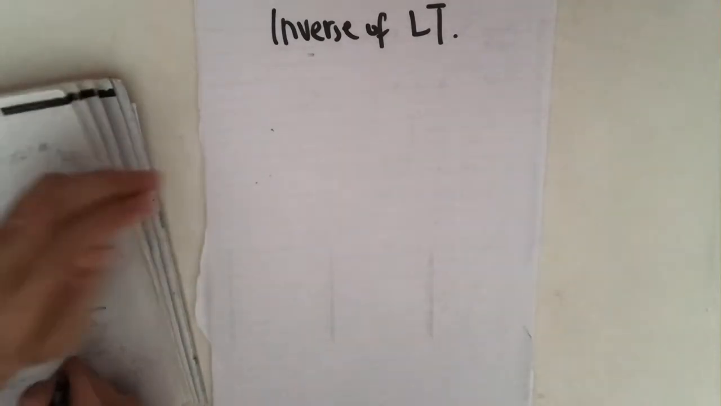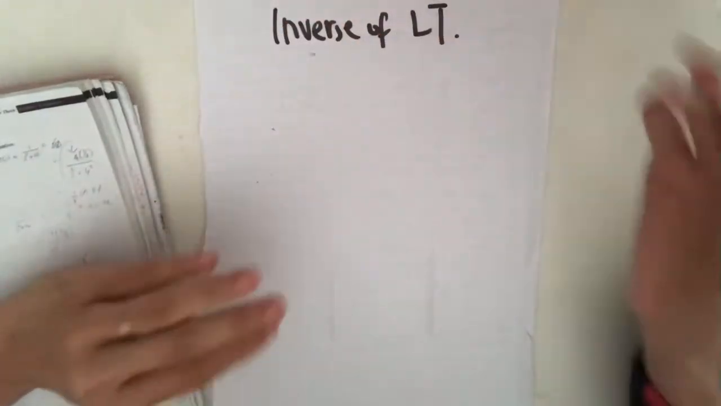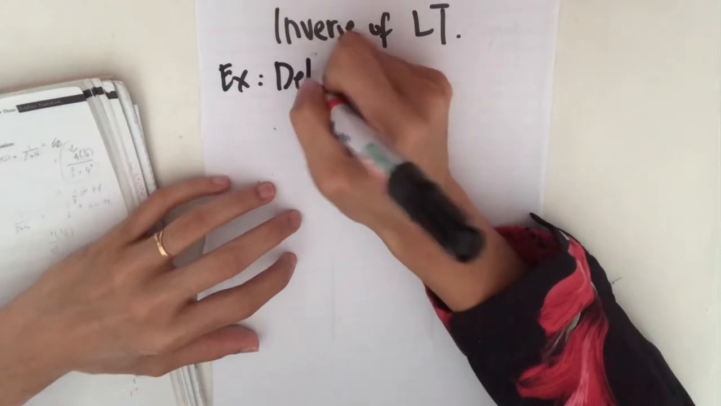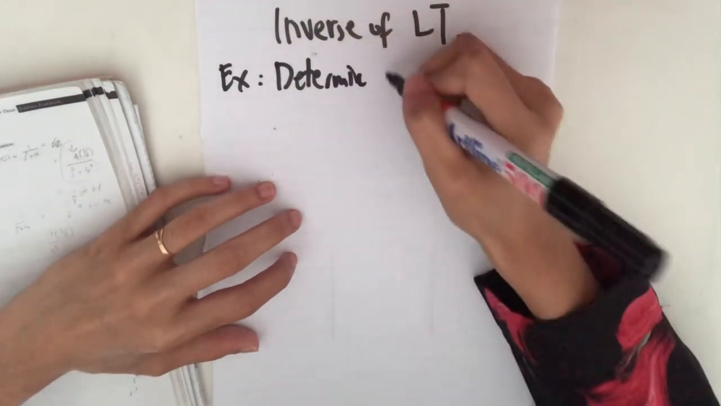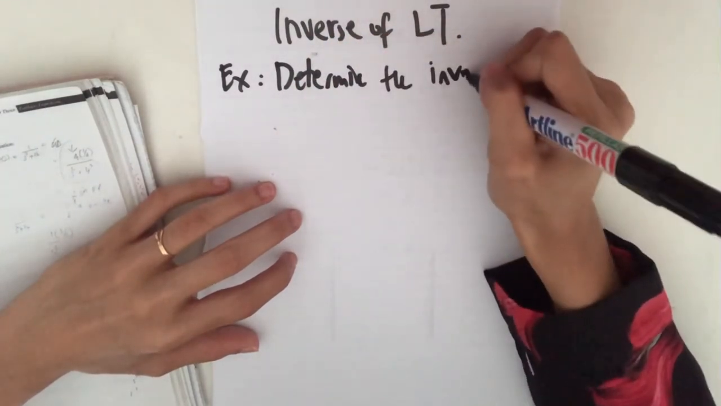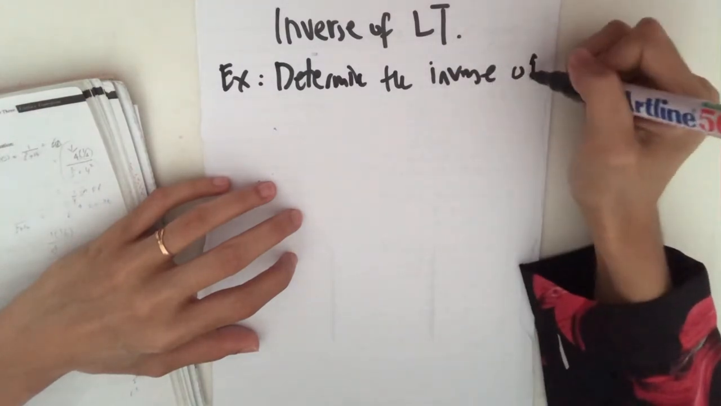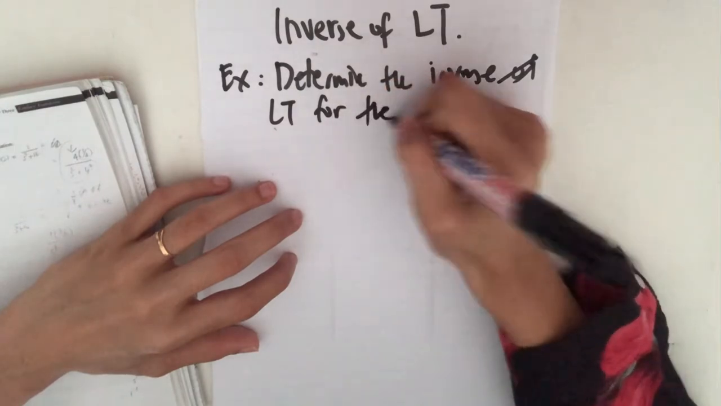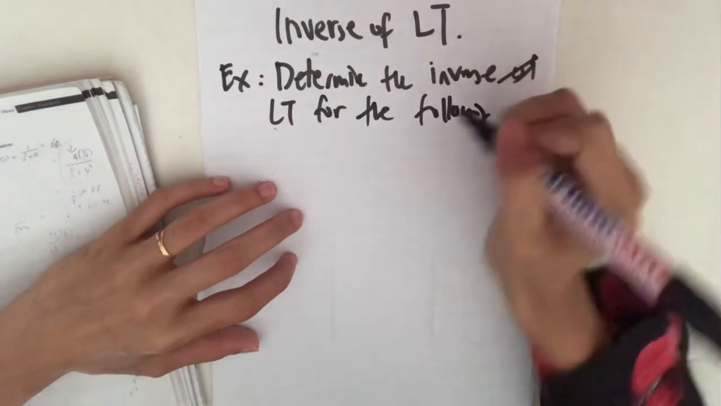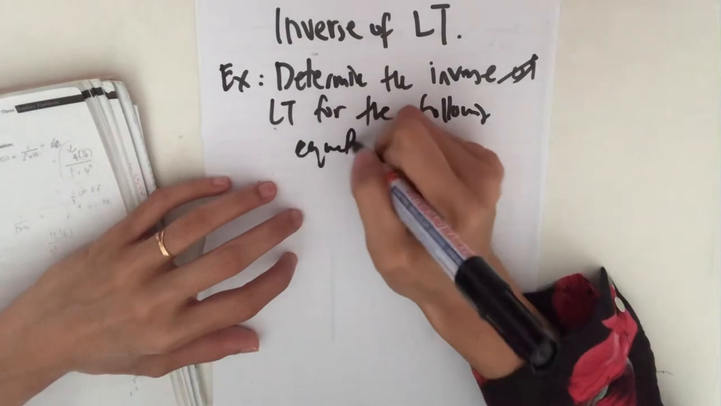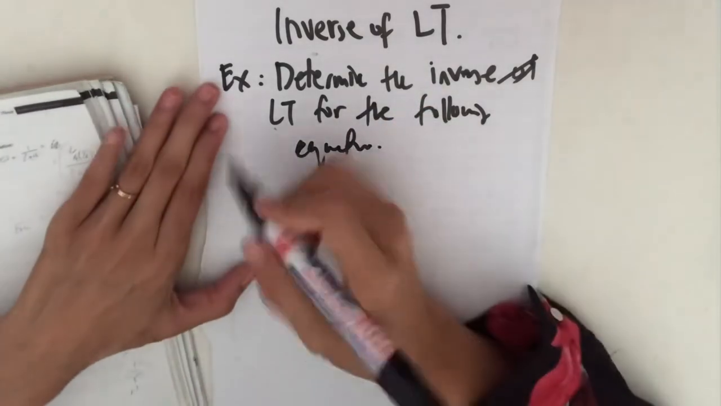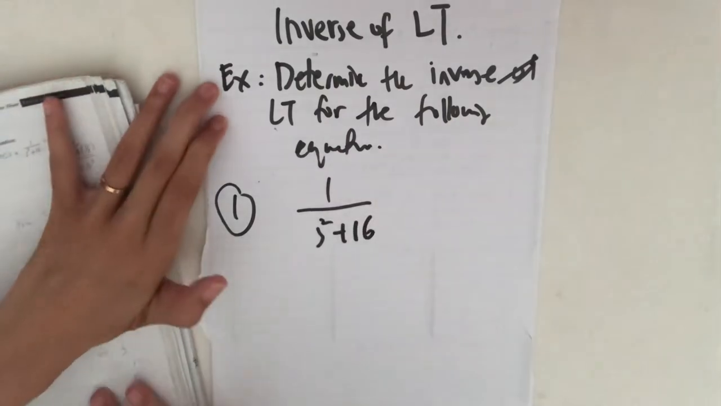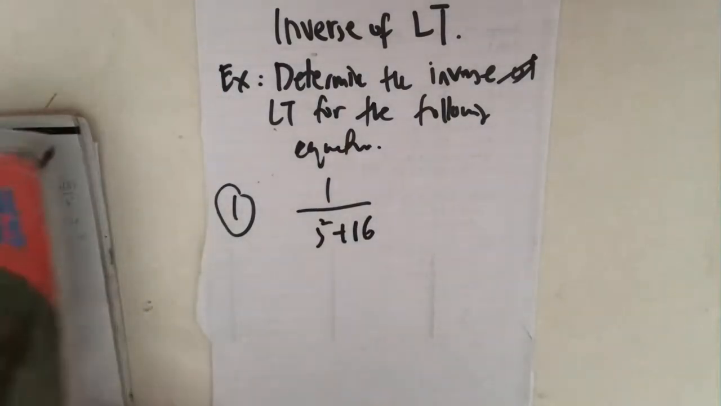The question asks you to find the inverse. Determine the inverse Laplace transform for the following equation. Number 1: 1 over s square plus 16. Okay, 1 over s square plus 16.